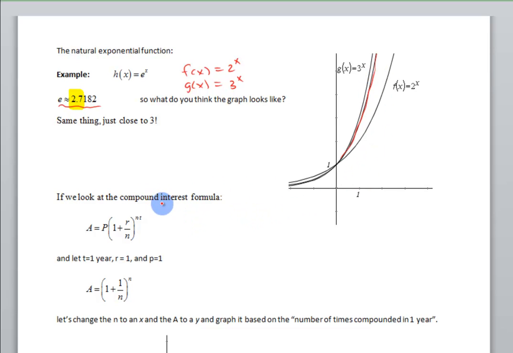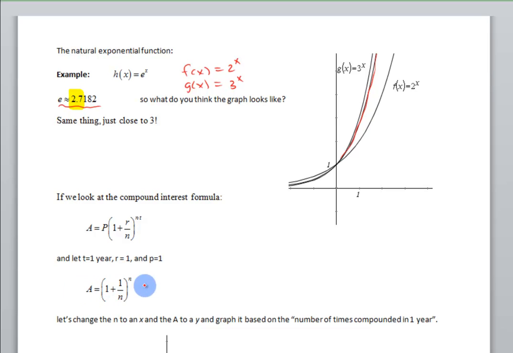So what we do is we say, hey, what happens if we compound the interest continually, like all of the time? Alright, so let's make our compound interest formula nice. Let's make our R is 1, my T is 1, and my P is 1. Okay, and then the number of times compounded, we're going to let that go to infinity, meaning get larger and larger and larger. But it simplifies down to this, right?